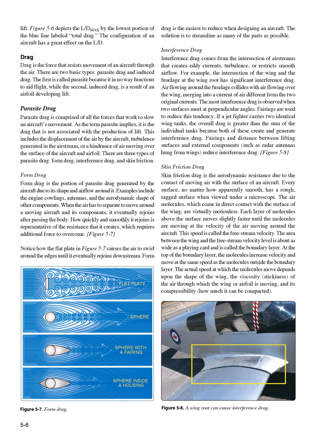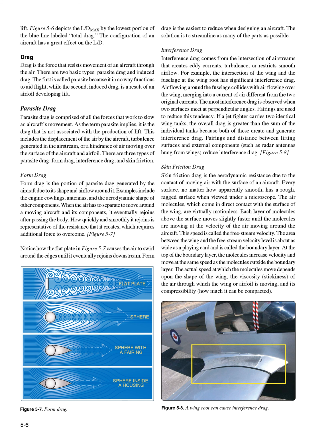If a jet fighter carries two identical wing tanks, the overall drag is greater than the sum of the individual tanks because both of these create and generate interference drag. Fairings and distance between lifting surfaces and external components, such as radar antennas hung from wings, reduce interference drag. Figure 5.8, Skin friction drag. Skin friction drag is the aerodynamic resistance due to the contact of moving air with the surface of an aircraft.